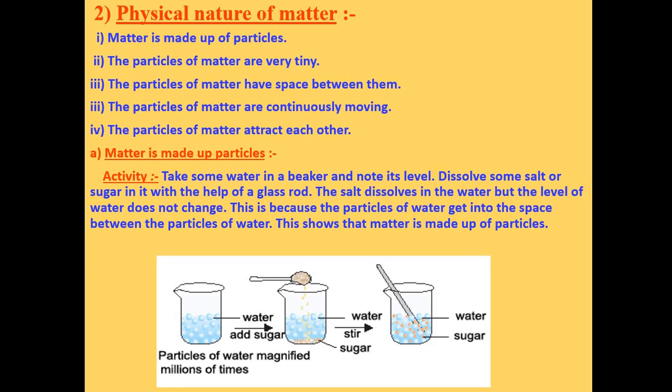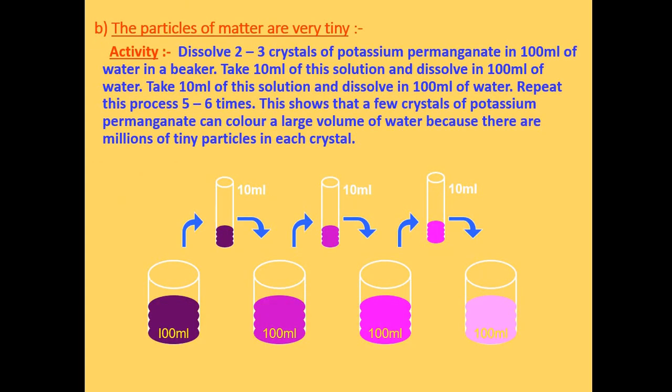Second property, the particles of matter are very tiny. Again, we will discuss this property with one activity. Here, what we have to do is, we will dissolve 2-3 crystals or some amount of potassium permanganate in 100 ml of water in a beaker. Potassium permanganate is a purple colored solid substance and water is a colorless liquid.